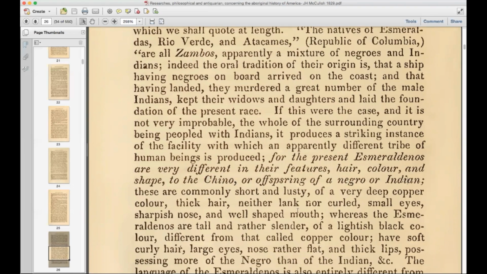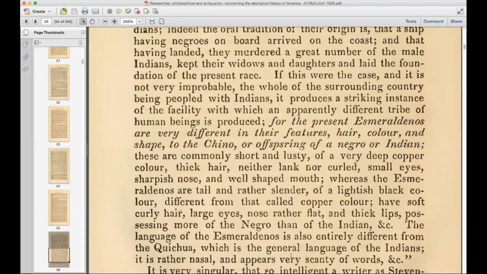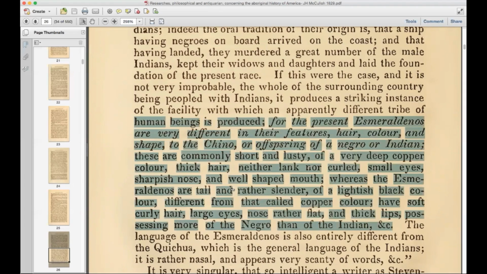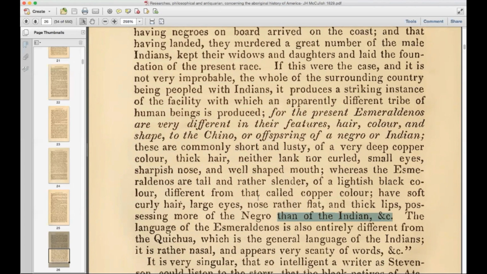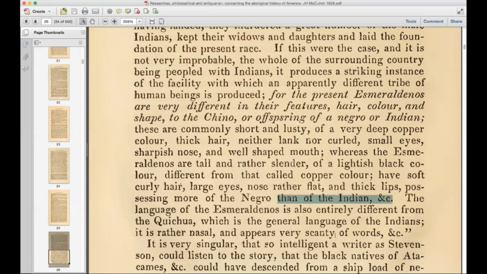These are commonly short and lusty, and of a very deep copper color, thick hair, neither lank nor curled, small eyes, sharpest nose, and well-shaped mouth, whereas the Esmeraldenos are tall and rather slender, of a lightish black color, different from that called copper color, have soft curly hair, large eyes, nose rather flat, and thick lips, possessing more of the Negro than of the Indian. All right, so dodge the hijack. The language of the Esmeraldenos is also entirely different from the Quichua, which is the general language of the Indians. It is rather nasal and appears very scanty of words.